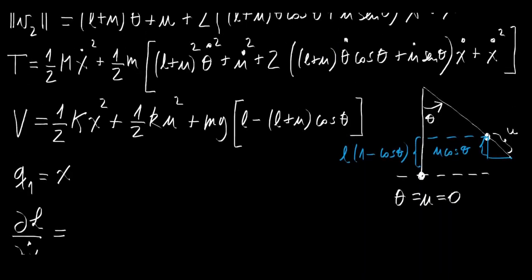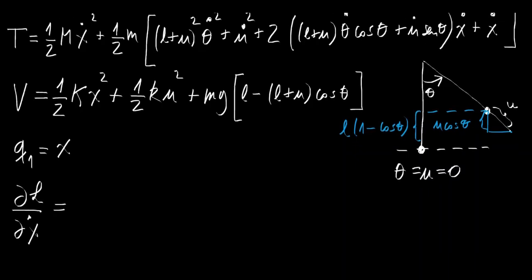And the x dot term only appears in the kinetic energy. Well, it cannot appear in the potential energy, because in order to have a potential energy, it has not to depend on the velocities. It's only dependent on the position, so we can never have velocities here. So let's derive the kinetic energy with respect to x dot.